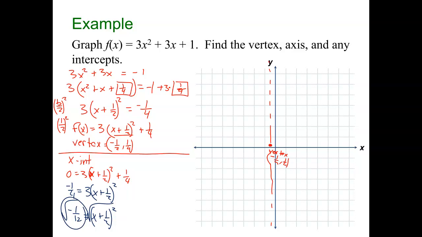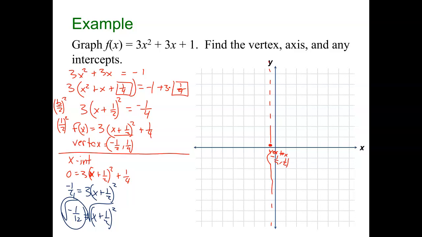An i, meaning it's what type of number? It's not real. Where can I plot a non-real number on that line? Nowhere. I can't. So how many x-intercepts will I have? None. So my roots are non-real. When you're non-real, you have no x-intercepts.